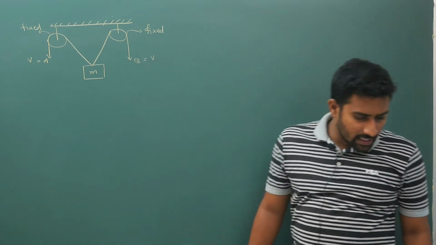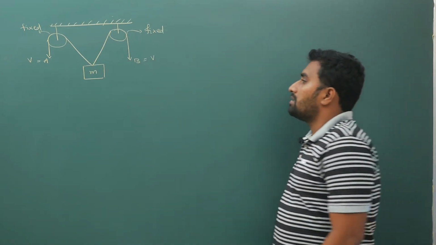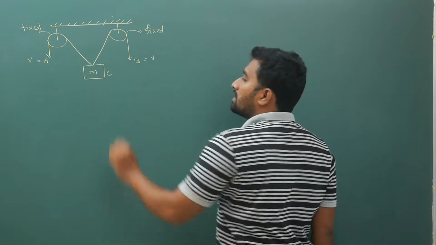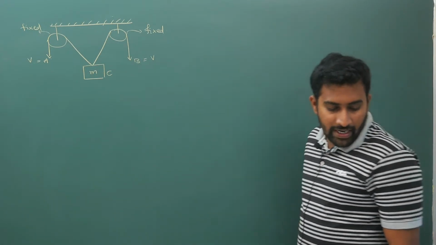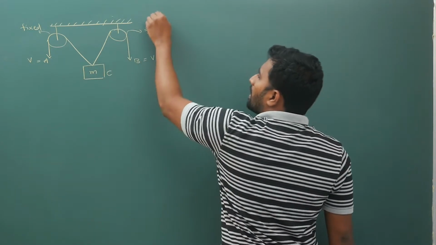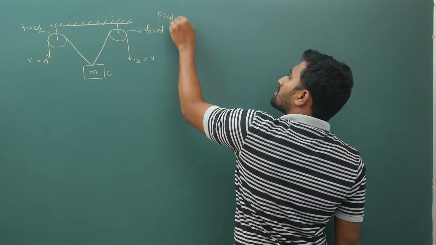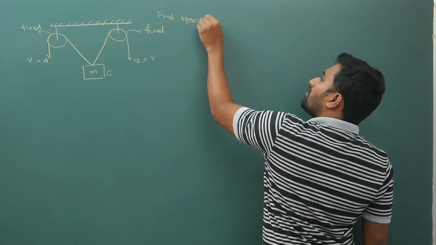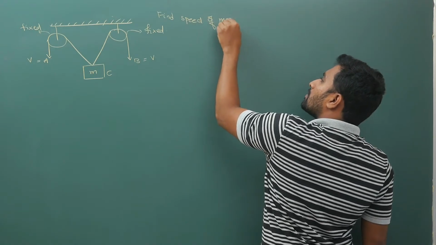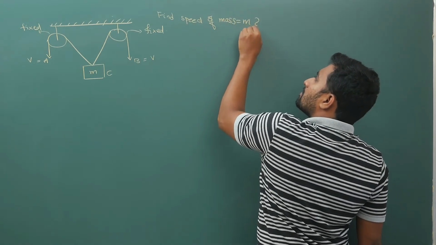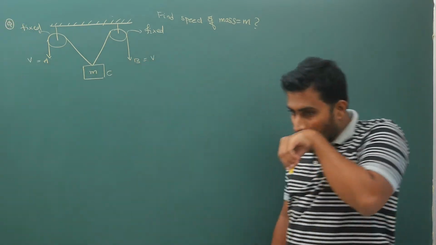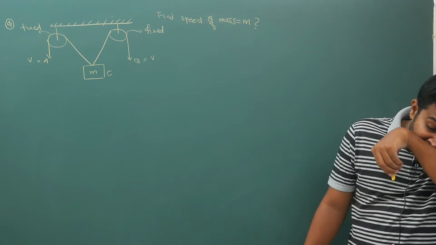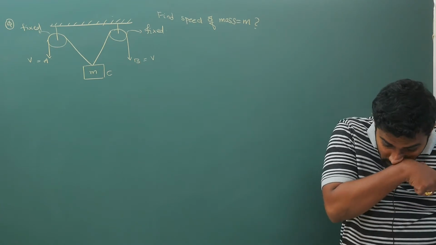What is your question? This is C, the block is C. Find the speed of mass m. The question is this: find the speed of mass m. Give it a try, using the logic that I have explained. Along the length of the string, bodies will have the same velocity.